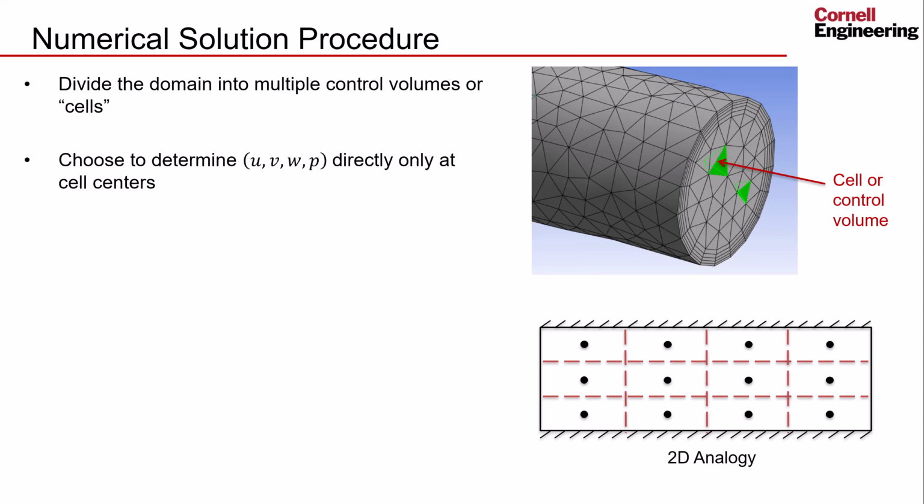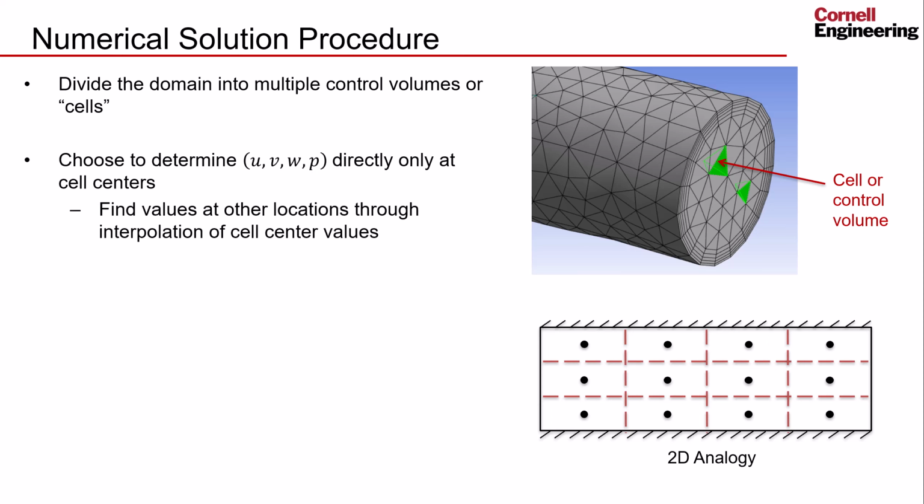From this mesh, we will determine values of unknown functions at the center of each of these cells. This value will be an approximation of the average value of the cell. For other regions not in the center, we can approximate its value by interpolating between cell center values. This means that anywhere in this cell, even on the boundary, these values can be interpolated from the value at the center and other neighboring values.